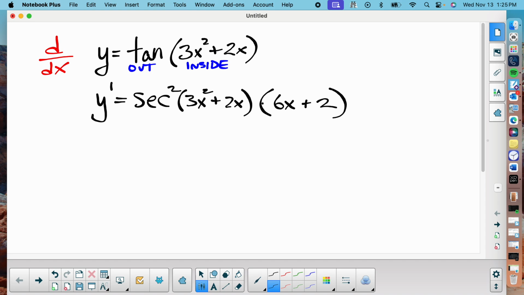Would that 3x squared plus 2x be to the negative one? Or no? We didn't do the power rule. Are you sure? I think that's what you're thinking of, yes. But actually, that would be to the 0 power.